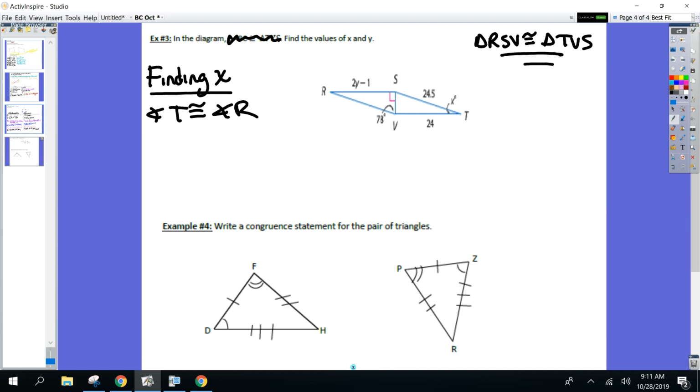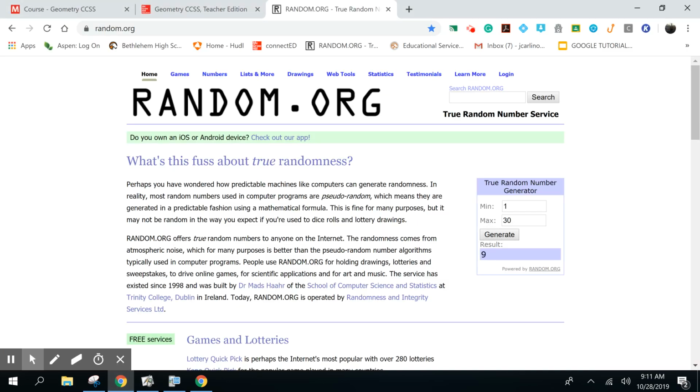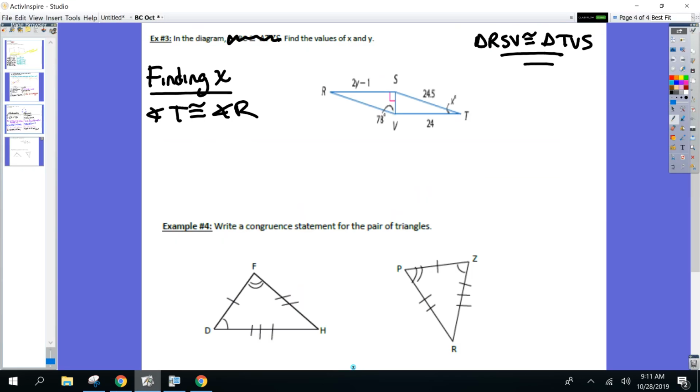Okay, but I also have a problem though. I have no idea what angle R is. Whatever degree measure R is, I know it'll be T, but I don't even have R. So anybody find a solution for me here? 9, how can I find angle R? Say that again? We're talking angles though. Angles, not sides, angles. So I'm looking at angle R right now. So 2y minus 1 has nothing to do with it because that's a side length. Yep, keep going.